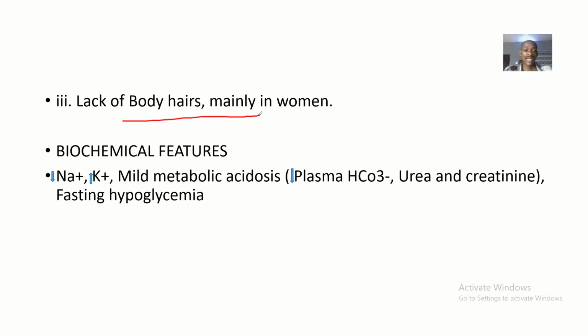So what are the biochemical features or biochemical findings? If you take a sample of a patient that has Addison's disease, the possible result could be that there'll be decreased sodium levels, there'll be increased potassium levels, and there'll be what? Mild metabolic acidosis. And this mild metabolic acidosis is due to what? Decrease in the plasma bicarbonate, urea, and creatinine.